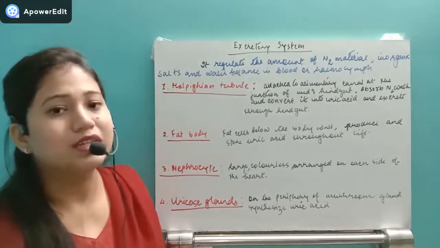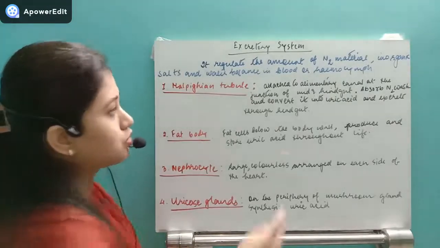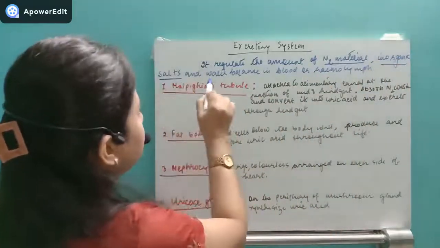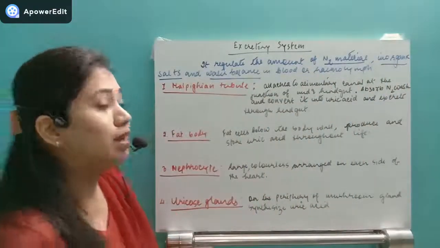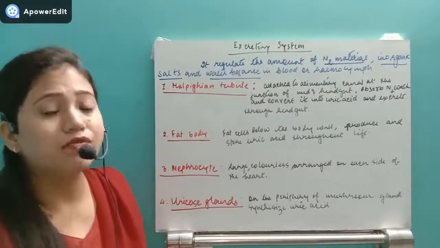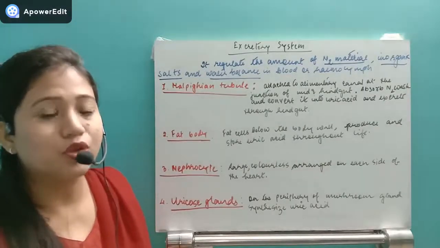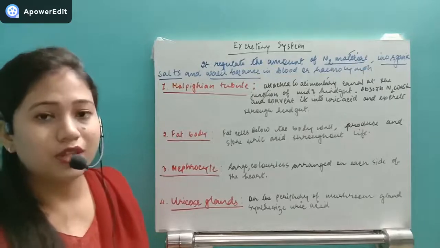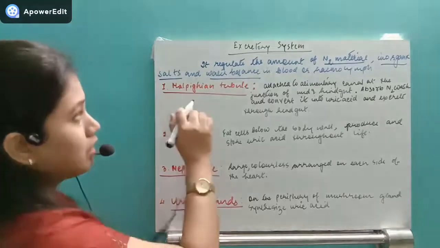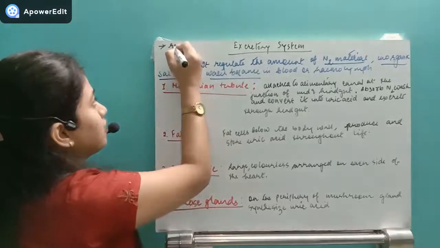So in case of this organism, they regulate the amount of nitrogenous waste material, inorganic salts and the water balance in the blood or the hemolymph. This organism's excretory system's main function is to maintain the proper salt and water balance. So it is helping in removal of the waste product as well as osmoregulation. Remember that this excretory system removes the waste.